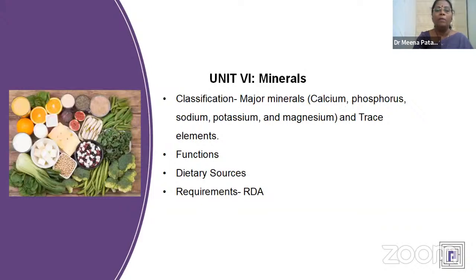Unit 4 covers various minerals. Okay, major minerals and minor minerals. Under the major minerals, you will study calcium, phosphorus, sodium, potassium, and magnesium, and the trace elements. Functions of these minerals, dietary sources, and requirements, that is the RDA.